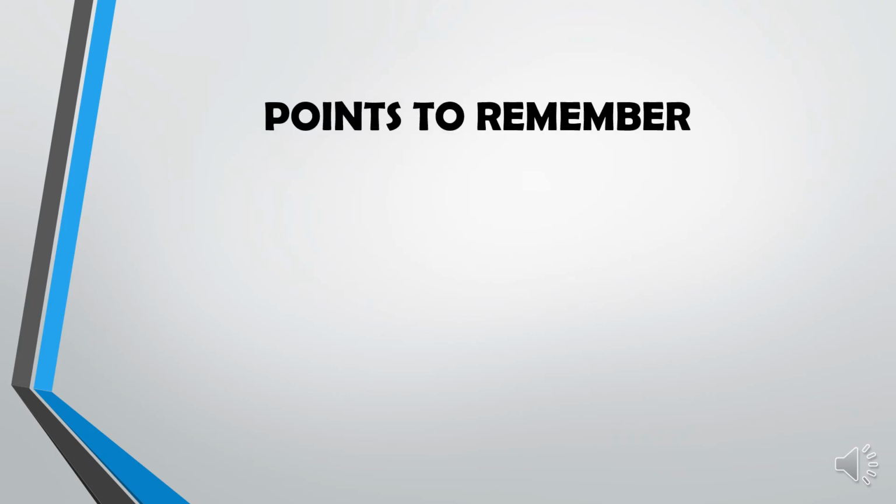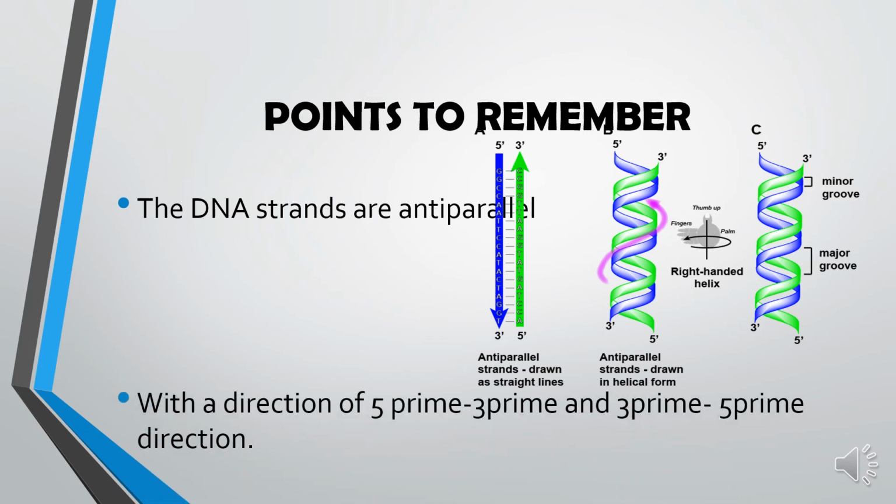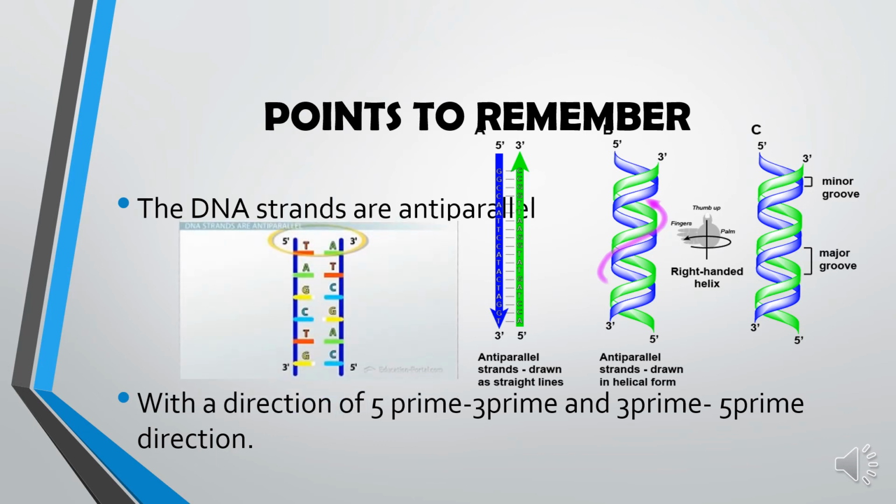But before we discuss the stage more, we have points to remember. First, the DNA strands are antiparallel, which means the two strands will not go in the same direction. If we're talking about direction, we're not talking about north, east, south here, but in DNA replication we have different directions. We have a direction of 5' to 3' and 3' to 5'.